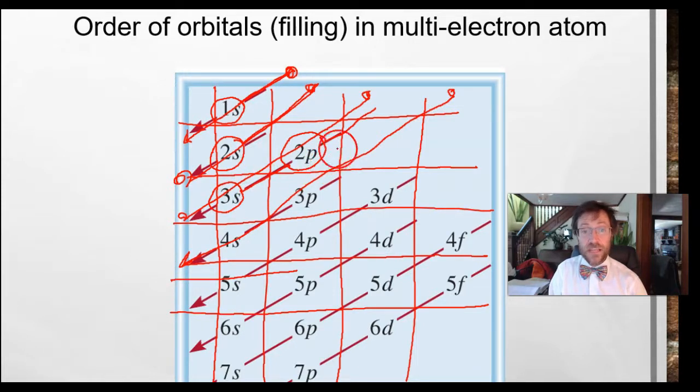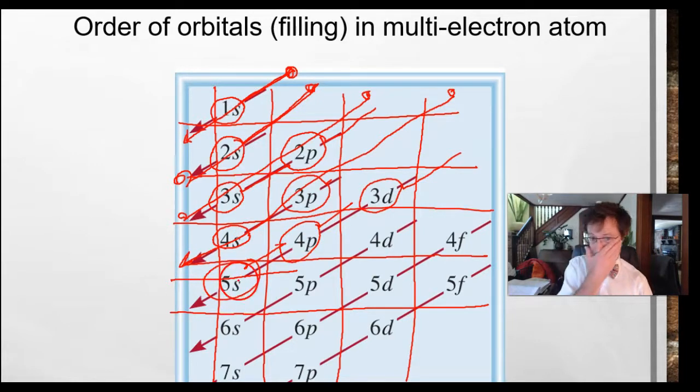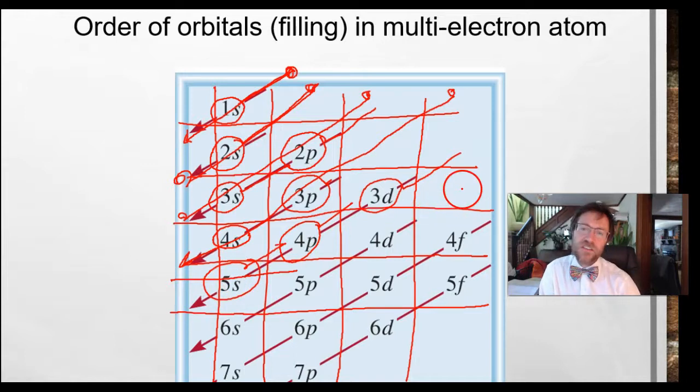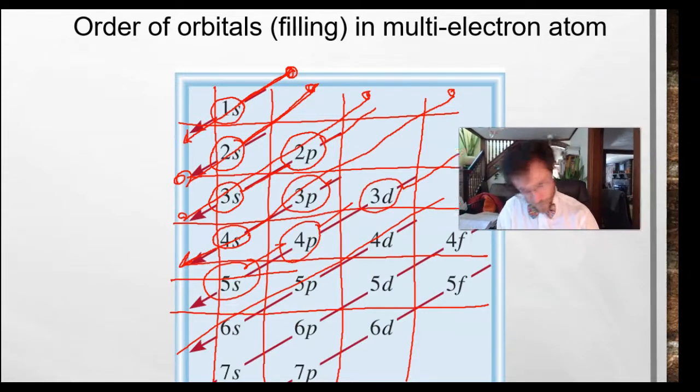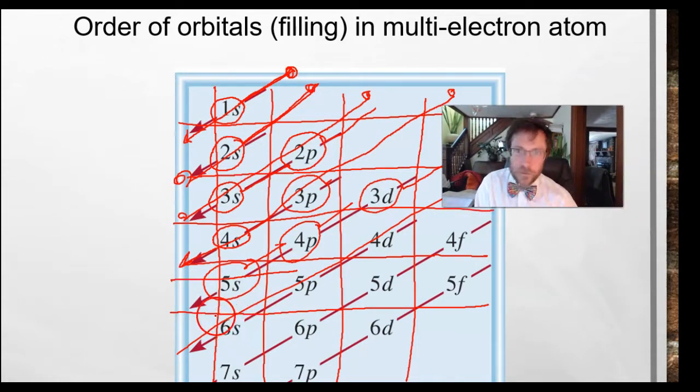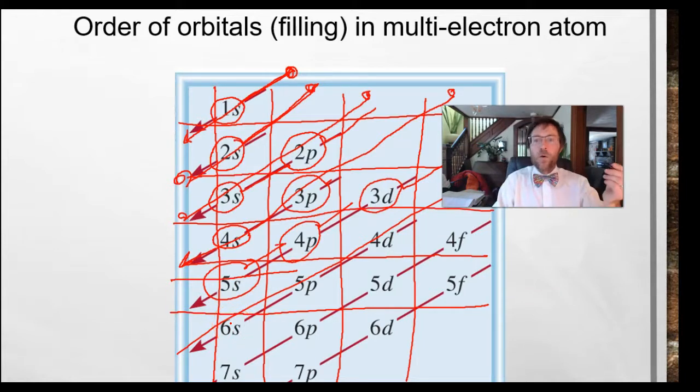And now things will start to get weird. Next is 3p, but now 4s gets filled before we fill 3d, then 4p, then 5s. Simple, right? You just follow the flow. You just go diagonal. And that way you know the order in which the electrons will fill the orbitals.